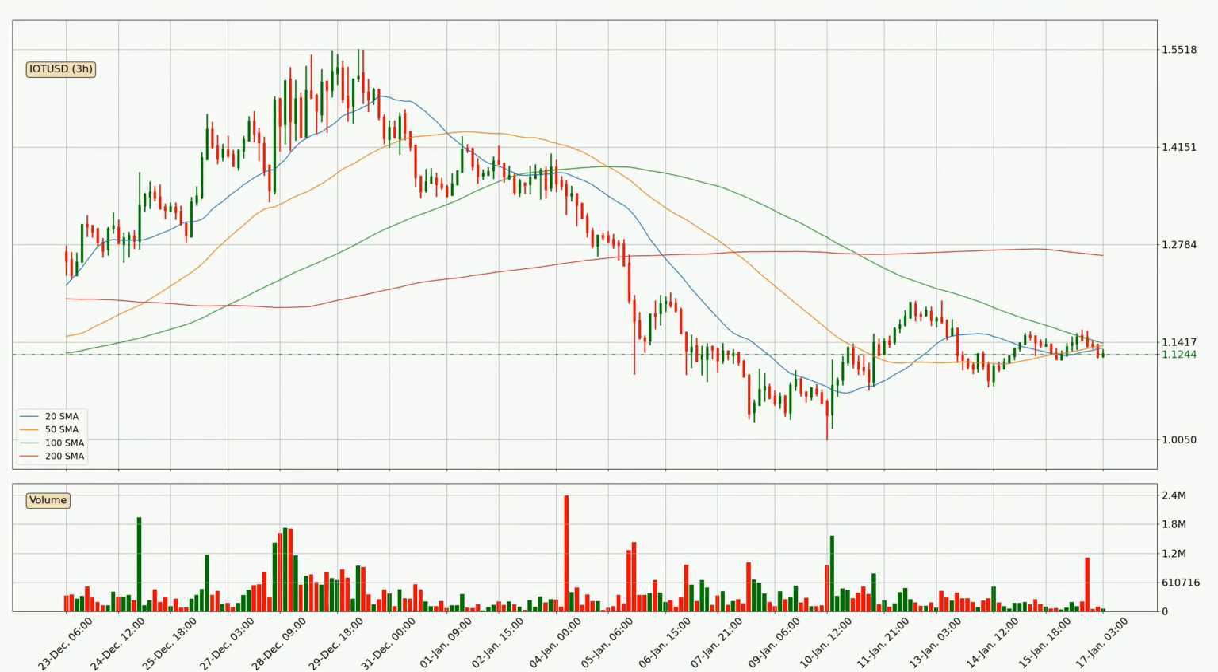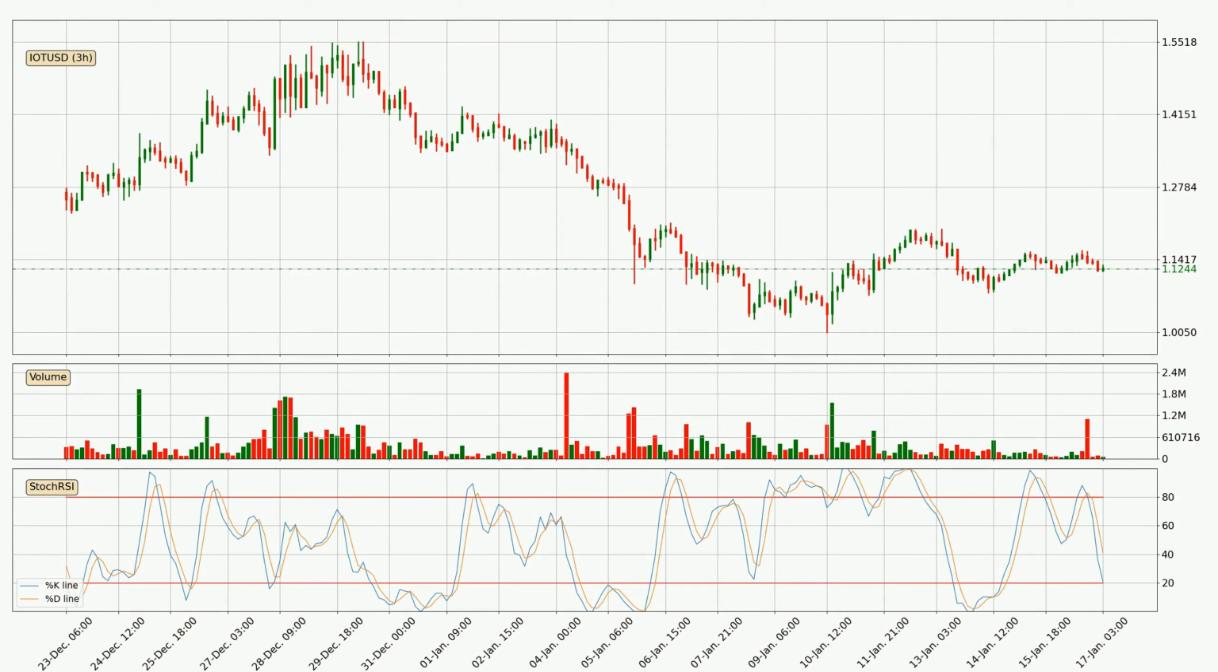Looking at the 3-hourly simple moving averages, the current price is below all simple moving averages for this time interval, which looks bearish, and it is to watch if the closest SMA, the 20 SMA, will play as resistance or the price will break it to the upside above the current price of around 1.13.